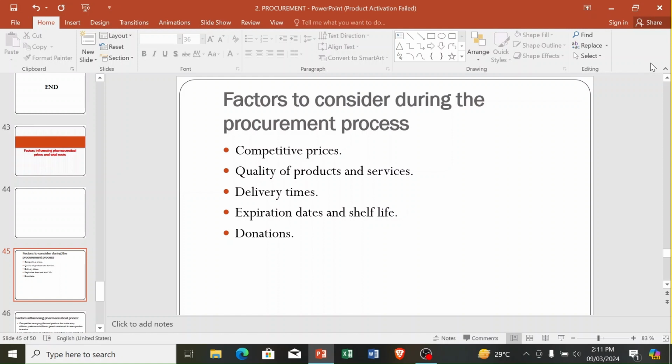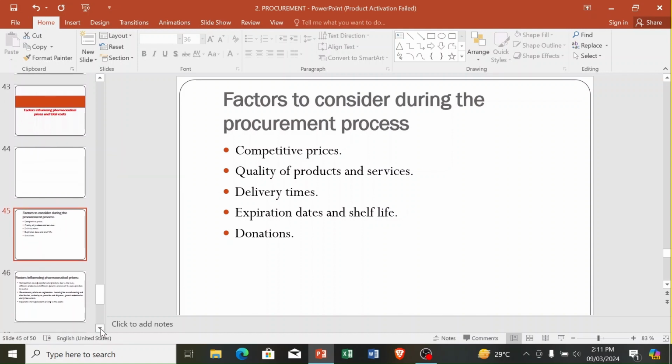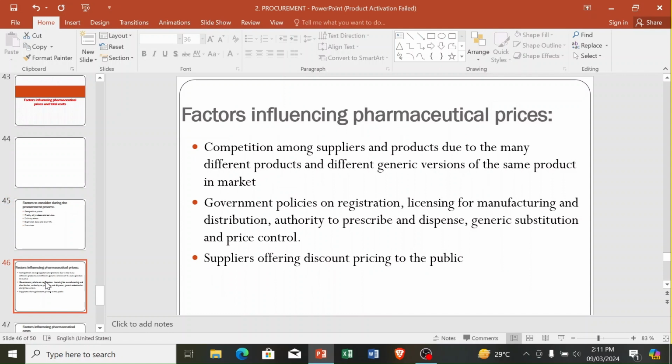And then we have expiration dates, and then the shelf life. We need to take it into consideration, and donations. So for the medicines, when they are delivered, we need to check their expiry and what their shelf life is. The delivery time, when are they going to deliver? How long does the specific supplier take to deliver the medicines? And in case we are expecting donations, we also have to keep it in mind before we purchase, so that we do not purchase what they are going to donate.